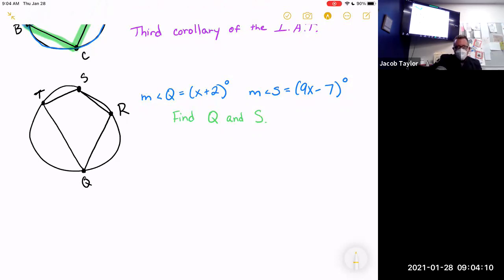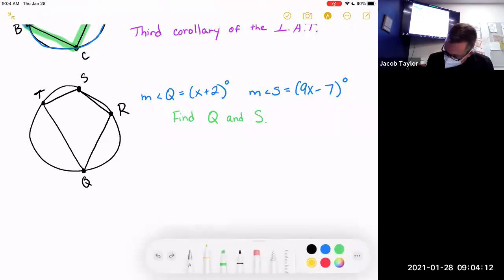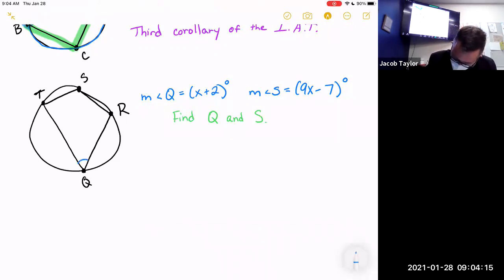Okay, help me out here. I know angle Q and I know angle S. I mean the arcs, dude. The arcs. So arc TQR and arc TR together would equal 360. What about the angles? The angles equal 180. This is the third corollary. So set up an equation for me, children.